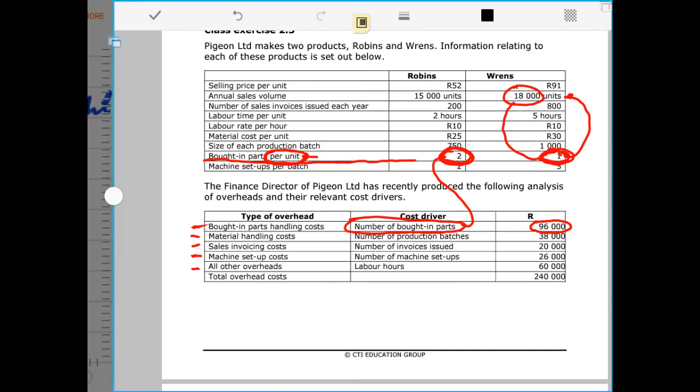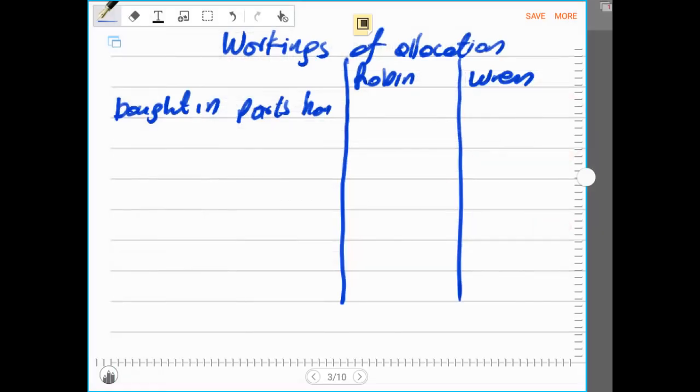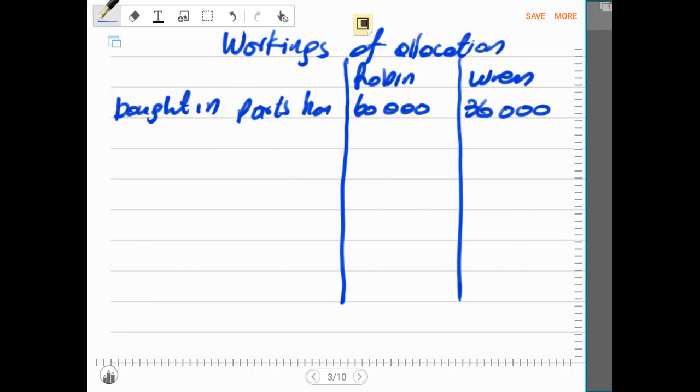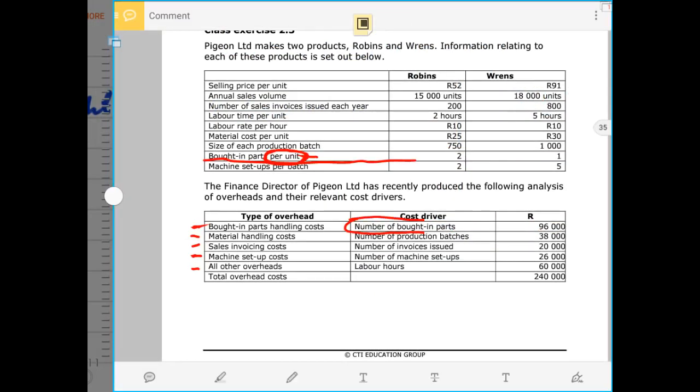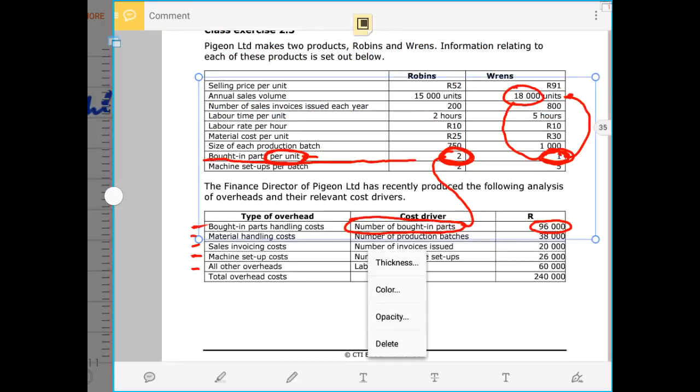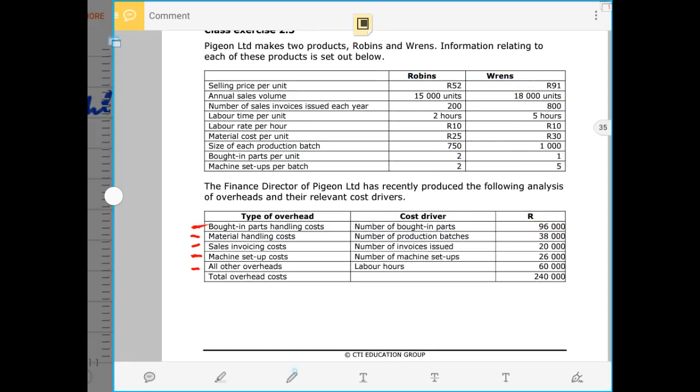So now let us just record that immediately. Then it is 60,000 and this is 36,000. This is the total allocation. We still have to divide by the number of units to get to the overhead cost per unit, because we are required to calculate our overhead cost per unit and the profit per unit. Then now we go to the second overhead and we do the same thing.